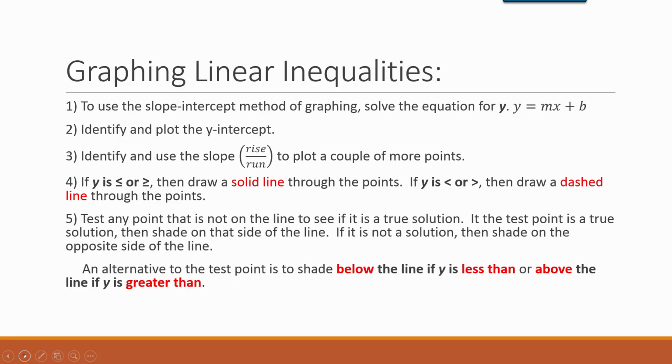Now, an alternative to that is to use the less than or greater than and determine where to shade. If we have y is less than, then we're shading below the line. It's easy to go to the y-intercept and move below the line, and that'll tell you which side to shade on. Or if we have y is greater than whatever else, then we shade above the line. Again, you can go to the y-intercept point, go above that y-intercept, and that would be the side that you would shade on.